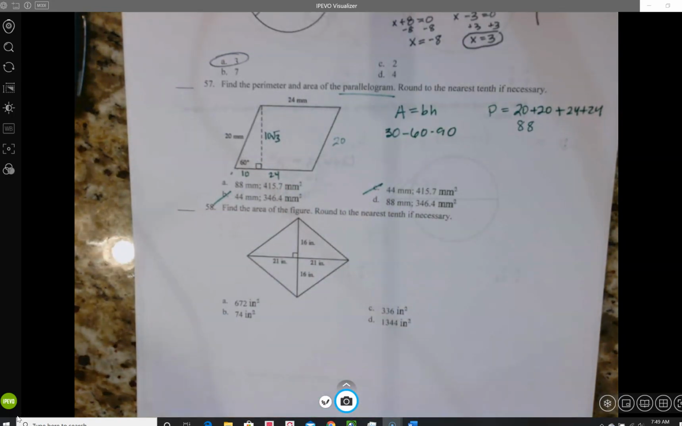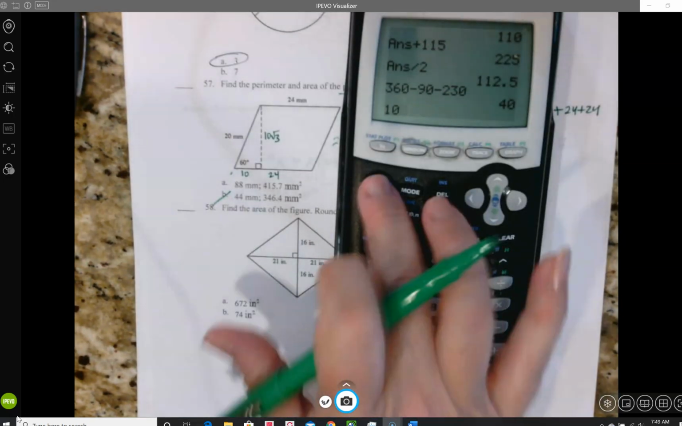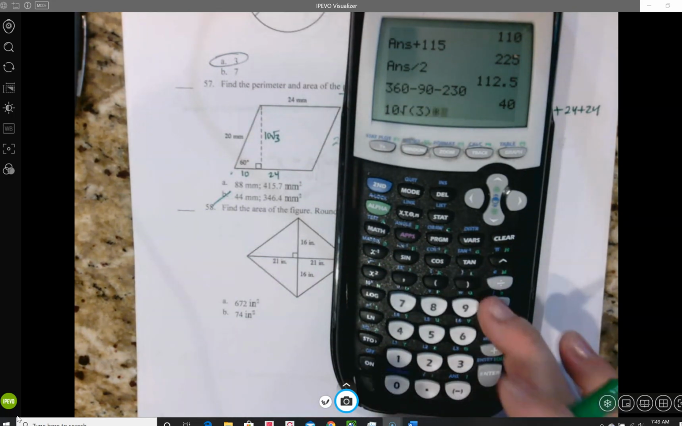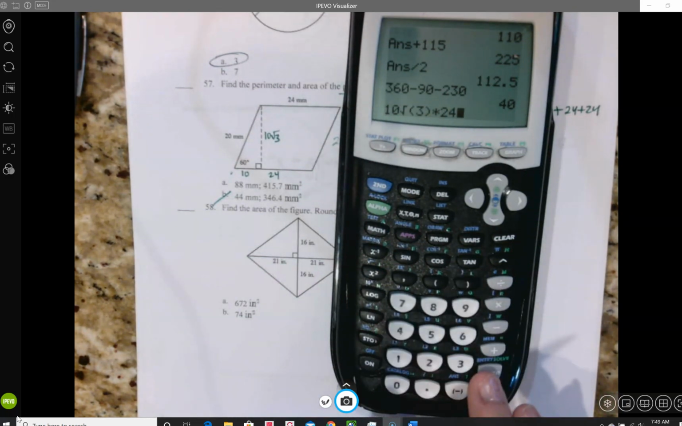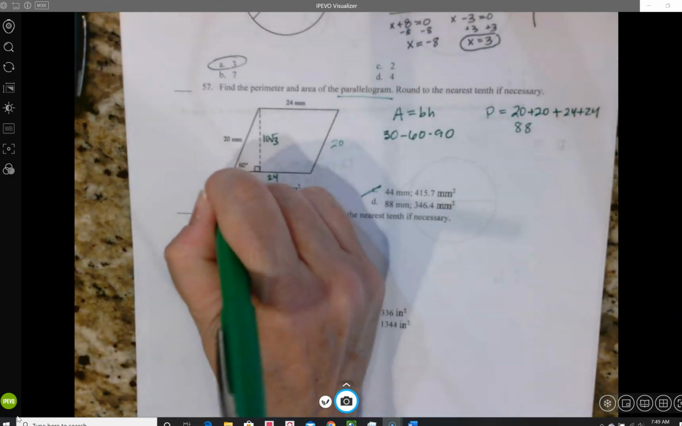So I'm going to multiply that in my calculator times 24. 10 radical 3 times 24. And I get 415.7. So that is choice A.